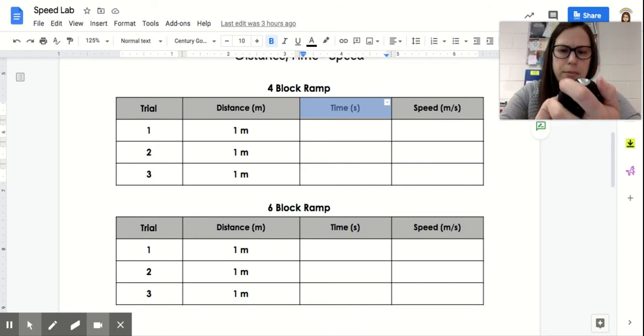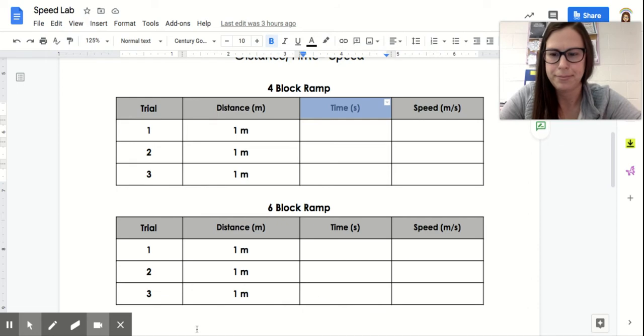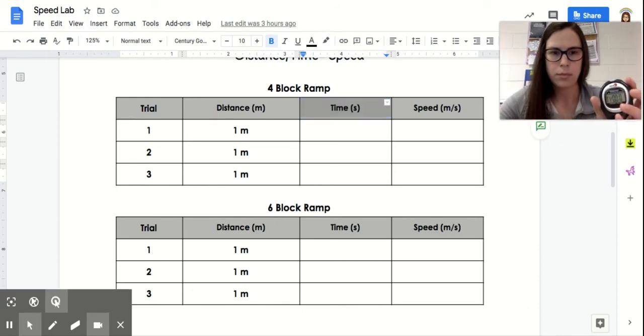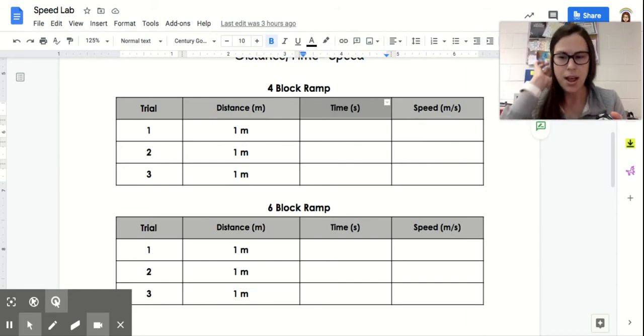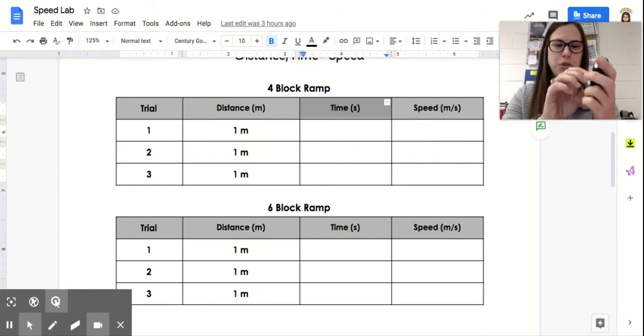Oops. Maybe. Oh, this one is not working so well. Hang on. So if you find one that doesn't work that well, scientists, let me know so that we can get you a new one.